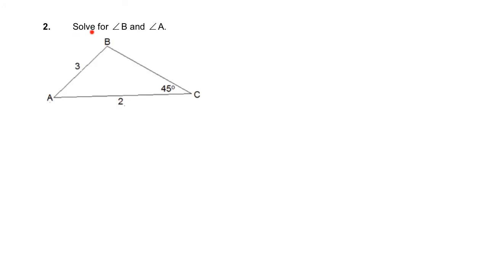So here's example 2. Solve for angle B and angle A. If you look at the diagram, angle B and angle A are just the two missing angles. We know angle C is 45 degrees, and we know these two side lengths are 3 and 2. So let's start with angle B. What does it match up with? Well, the opposite side, 2. So we want angle B. We know its matching side is 2. We have a 45-degree angle. It matches up with the side length 3.